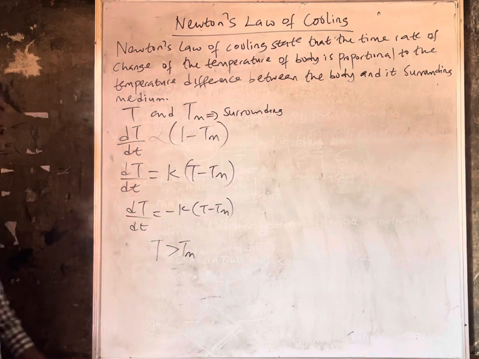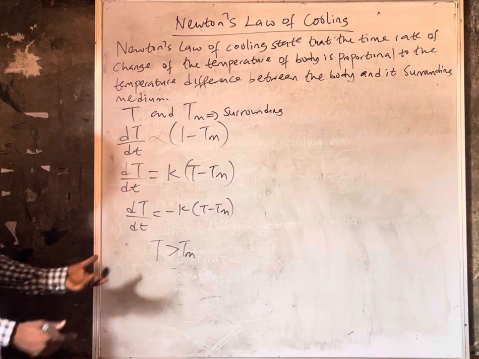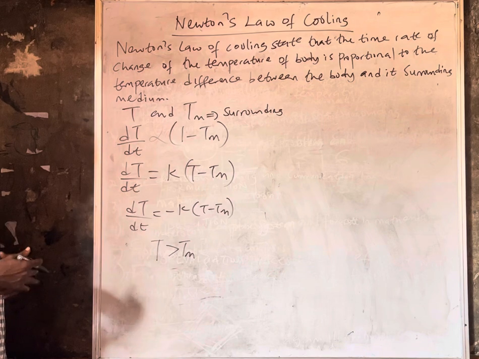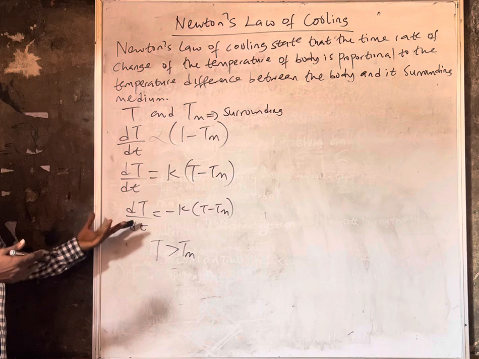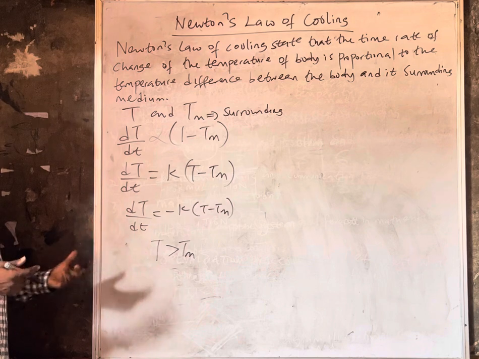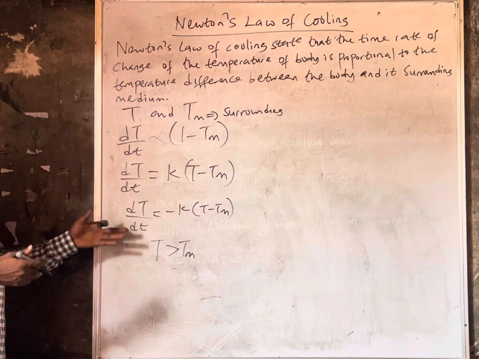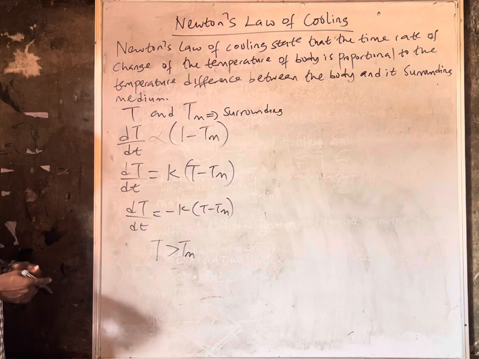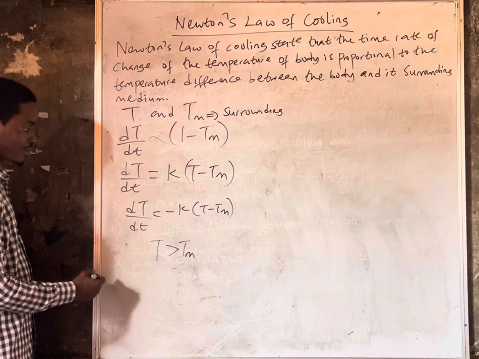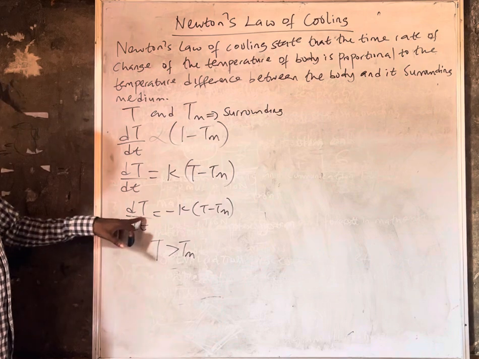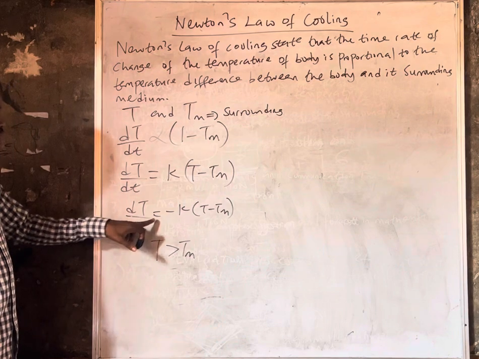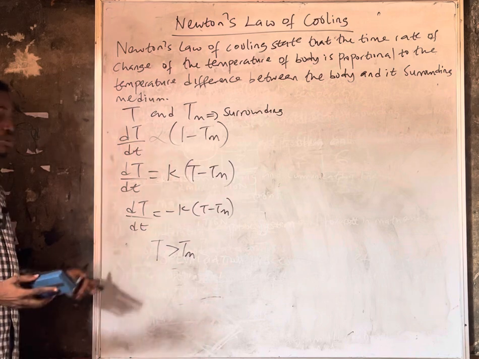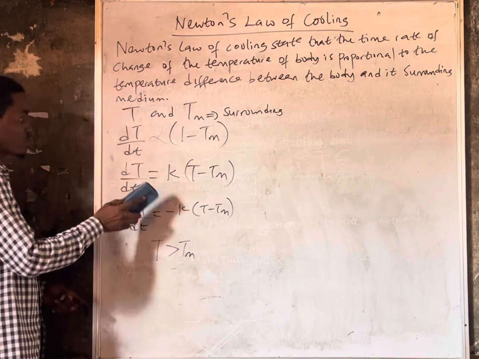So how can we solve this? If you have anything like this in a differential equation, we can use variable separation to solve it. We separate T from the changes in t. Remember that dT over dt is equal to minus k(T minus Tm). Because the board is short, I have to rub it off.